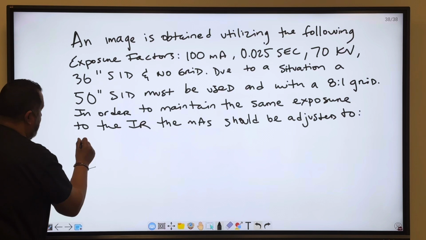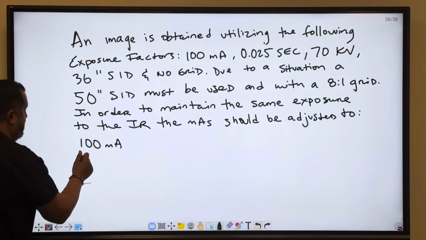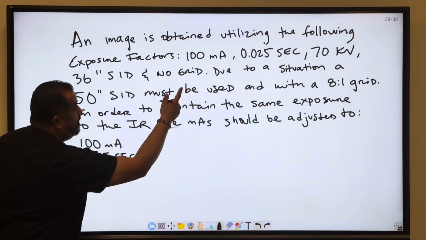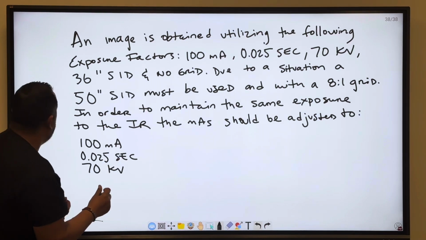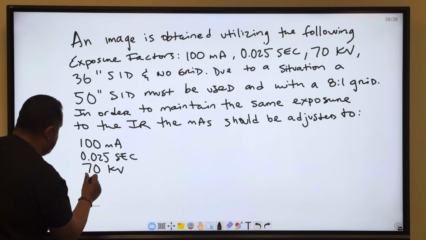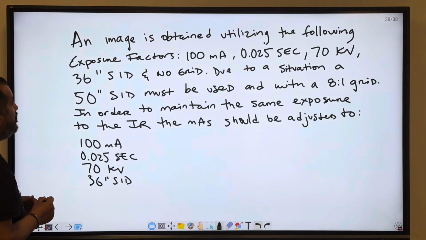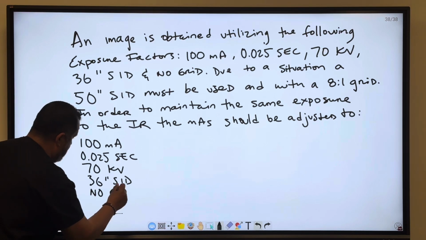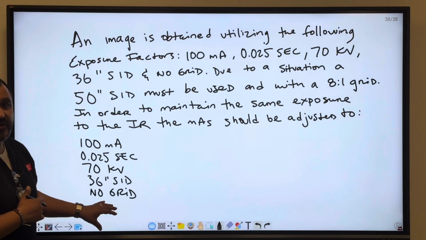So we have 100 mA. We're going to create two columns here, you guys. We got our time, 0.025 seconds. We have here 70 kV. We have here 36-inch SID. All right, and then we have here no grid. Okay, so that's the first column that we're going to have.